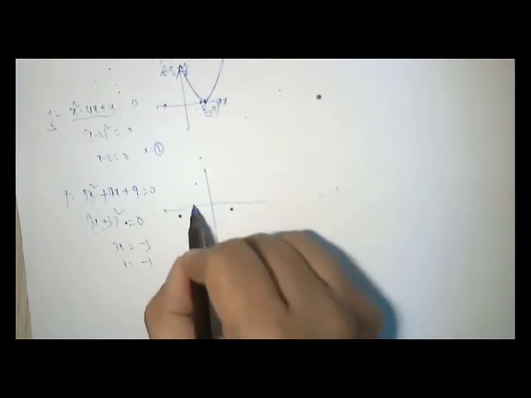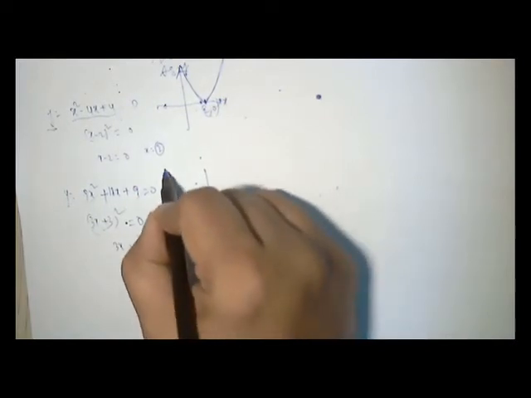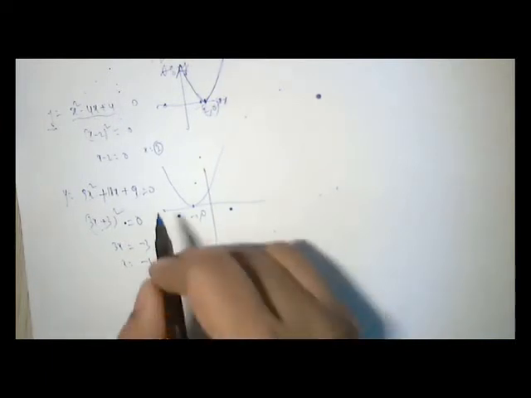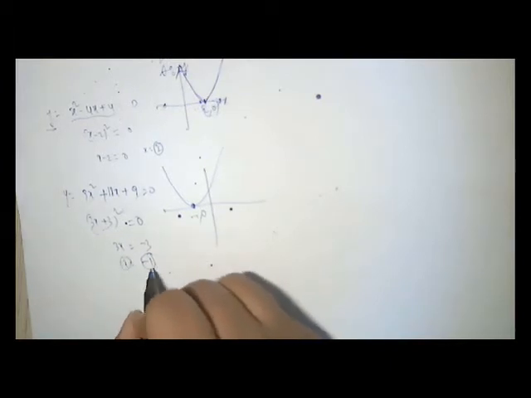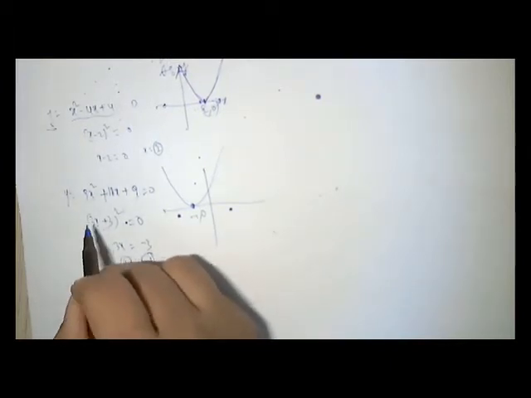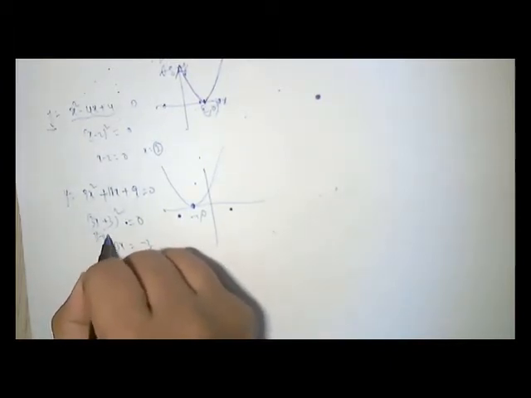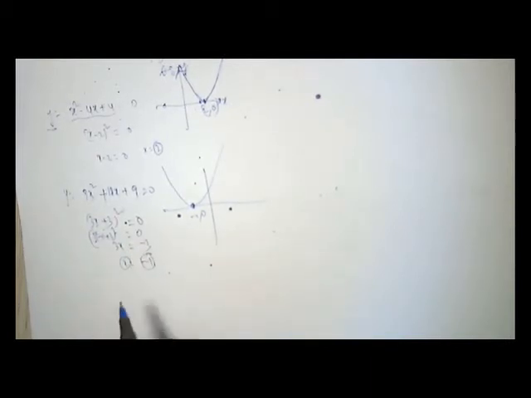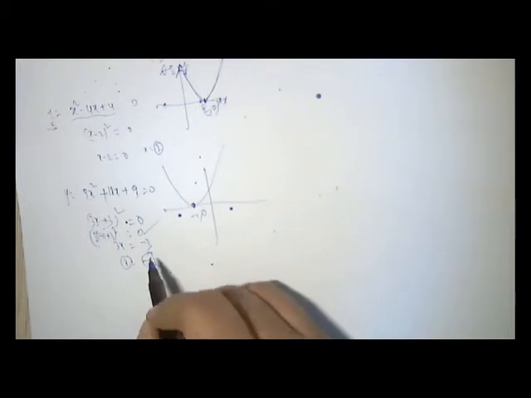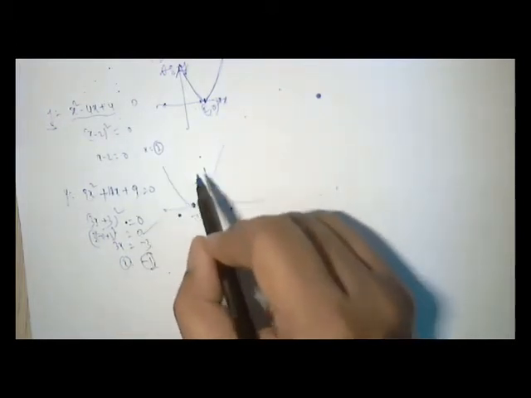So if you take this, this is minus 1, 0. So this graph will be like this. Here y is 0 only at one location and x is minus 1. You put minus 1 here: 3 into minus 1 plus 3 whole square, that is minus 3 plus 3, 0. So x is minus 1 is a root of this quadratic equation.